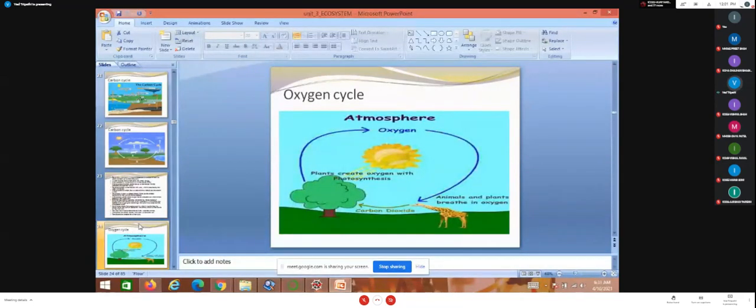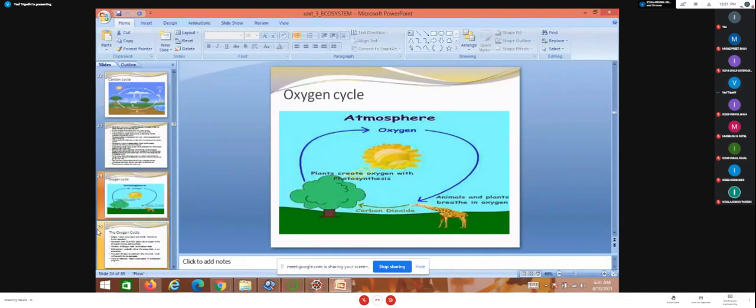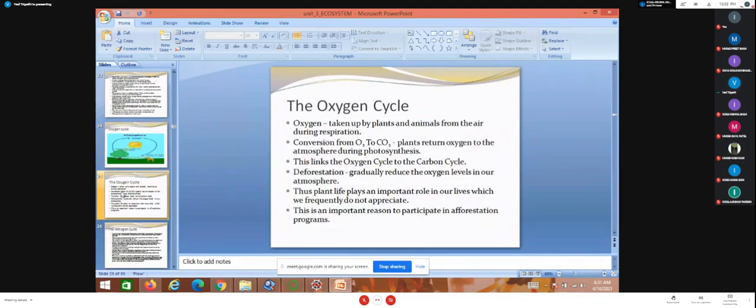Also, we have the oxygen cycle, which is one of the most essential compounds for us. It is created by plants while the process of photosynthesis takes place, that is, carbon dioxide is absorbed and oxygen is released by many of the plants during the day.